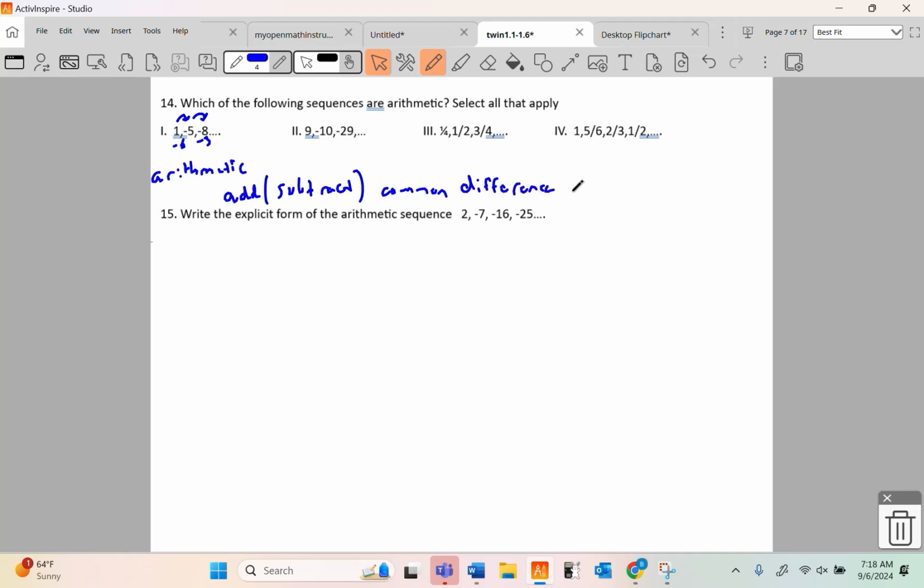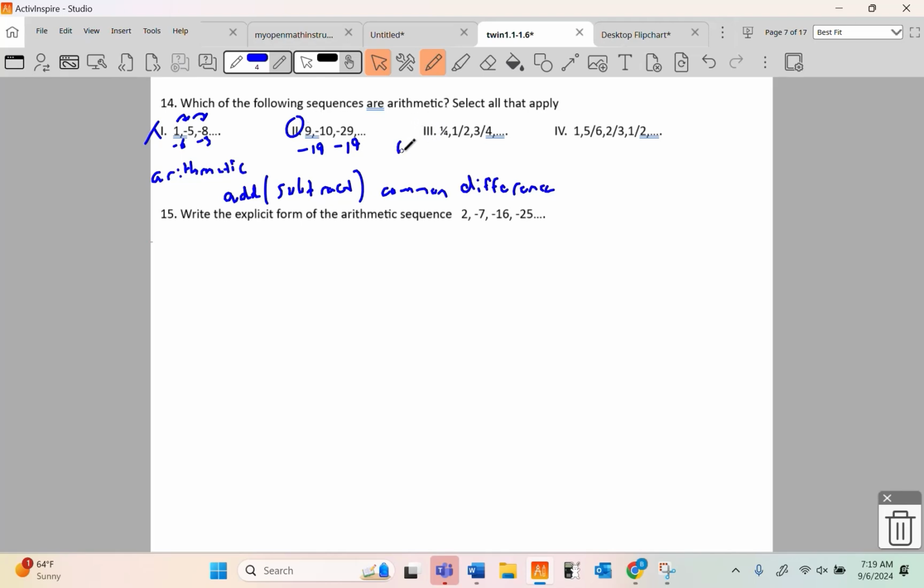You know what's sad is kids are going to miss this. It is so sad, but it's going to happen. It is not 1 because the difference is not the same. From 9 to negative 10, you lose 19, and you lose 19 again, so definitely choice 2.